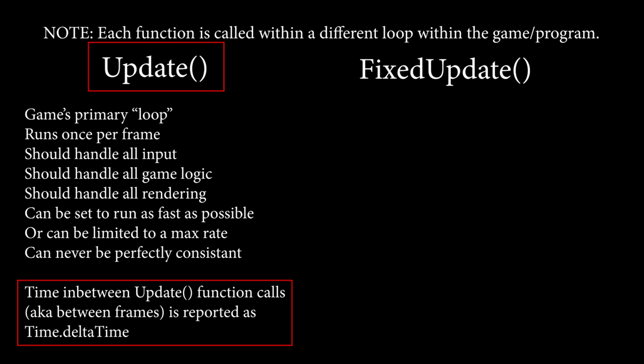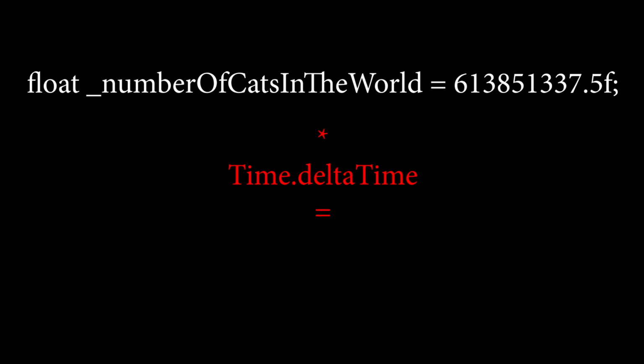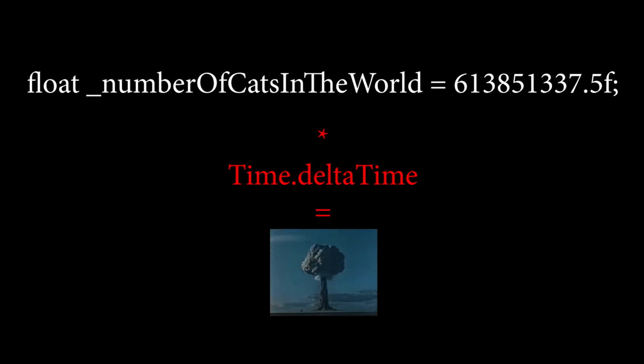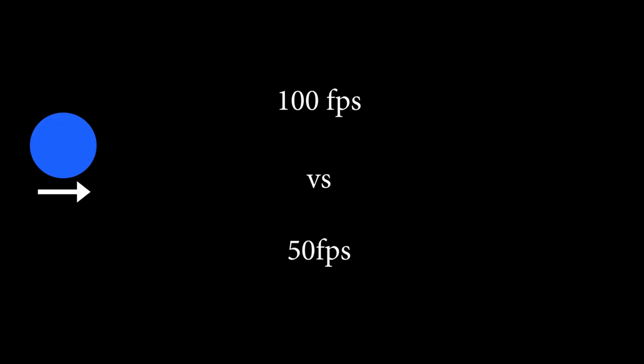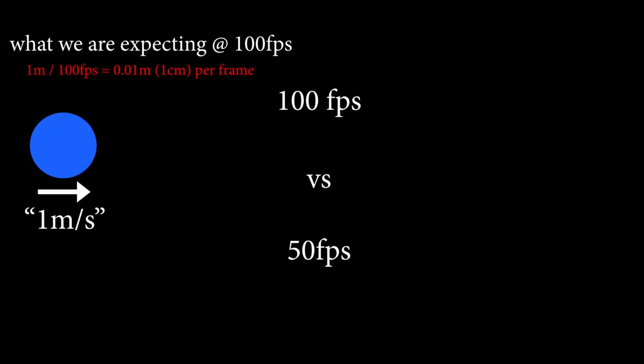I think now is a good time to address one of the most common mistakes I see within the update function, and that is the overuse of multiplying pretty much everything and anything by Time.deltaTime. Say, for example, one frame renders at 100 frames per second, and the frame right after that renders at only 50 frames per second. If we move an object in the game at a rate of 1 meter per second, then our object will not move at a consistent speed. If we're expecting the game to run at 100 frames per second, then we're expecting the object to move 0.01 meters, aka 1/100th of a meter, or 1 centimeter every frame.